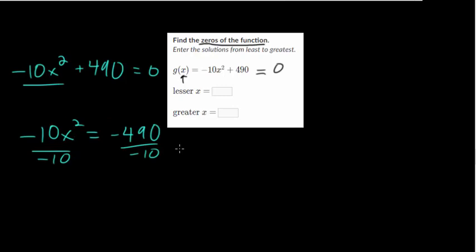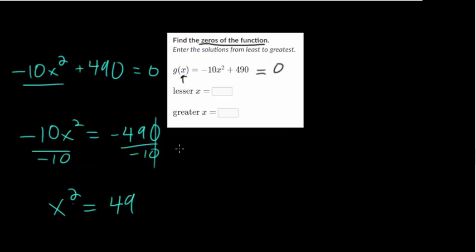You don't want it to have any coefficients when you take a square root of each side. So that's just 1 times x squared. So we'll just rewrite x squared. And over here, essentially, since they both end in a 0, they cancel each other out. And they're both negative, which cancels each other out. So you just get 49.